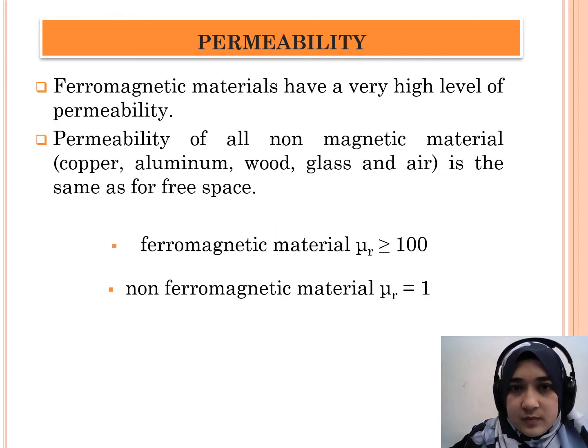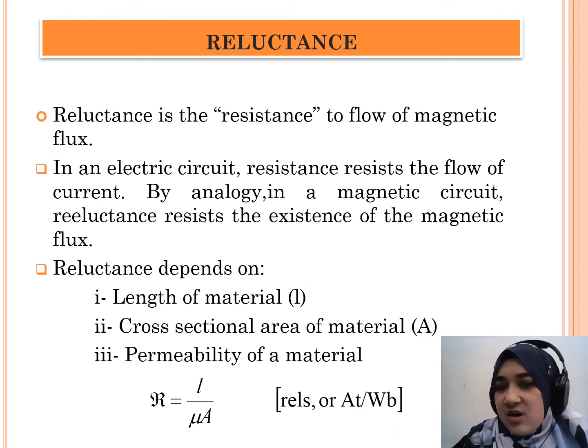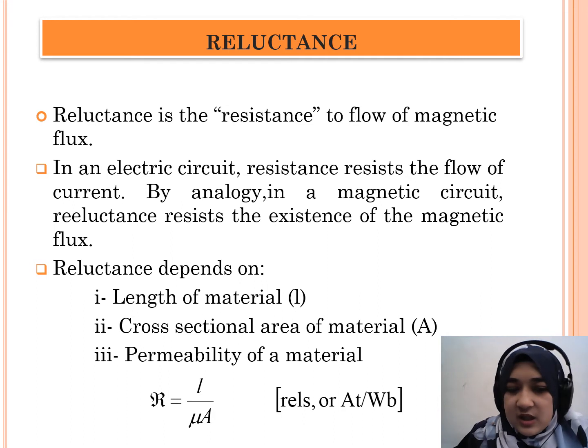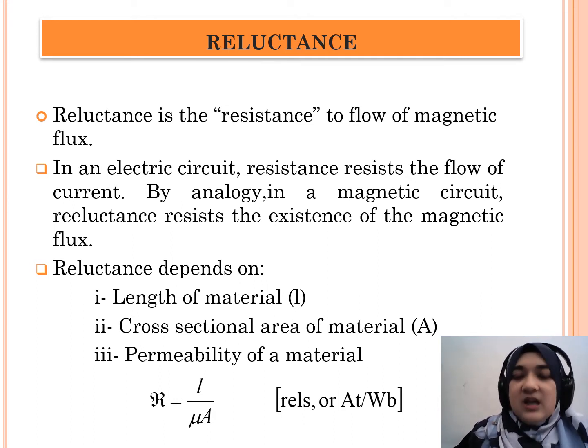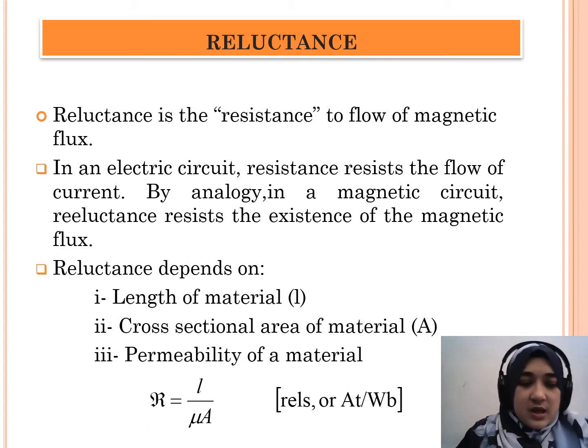Okay, now what is reluctance? Reluctance is the resistance to the flow of magnetic flux. In an electric circuit, we call it resistance, which resists the flow of current. In analogy, in a magnetic circuit, reluctance resists the existence of magnetic flux. So the opposition offered by magnetic material to the flow of magnetic flux we call reluctance. Again, reluctance is like resistance, one in an electric circuit, one in a magnetic circuit.